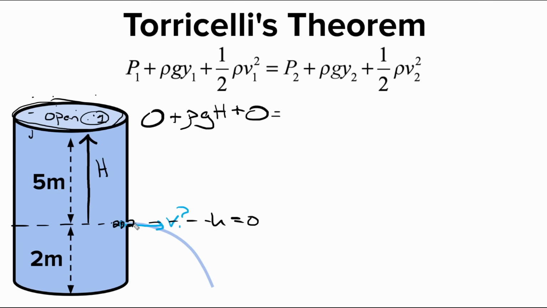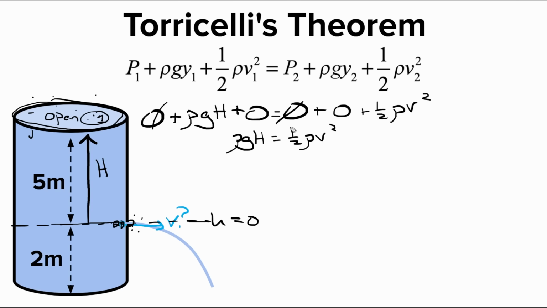Equals P2. What's the pressure right here? Well, this is also open to the atmosphere. Like this hole is open to the atmosphere. That means it has 0 for a gauge pressure. You could do 10 to the 5th for both of these, but it doesn't matter. They would both cancel either way. Plus rho g y2. What's y2 right here? Well, it's 0. We said that this is h equals 0. So that's 0 plus 1/2 rho, density of the water, times v at the hole squared. And look, we just get rho g h equals 1/2 rho v squared.